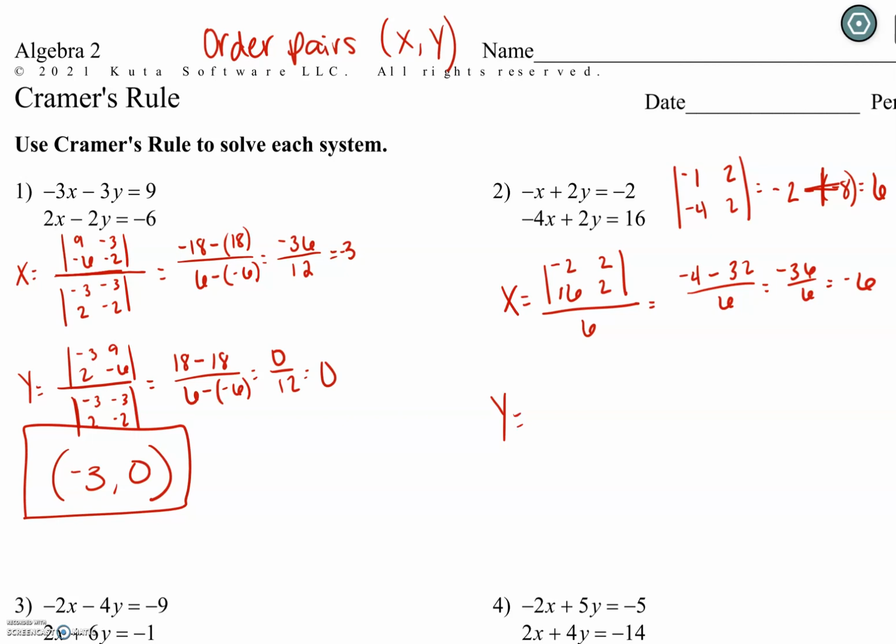And to find the y value of our solution, we're going to take the coefficient of x and then the constants and divide by 6 again. -1, -2, -4, 16. -1 times 16 is -16, minus -4 times -2, which is 8, over 6. -16 minus 8 is negative 24 over 6, which would be negative 4. And we have our x value, we have our y value. We can write our solution as an ordered pair.